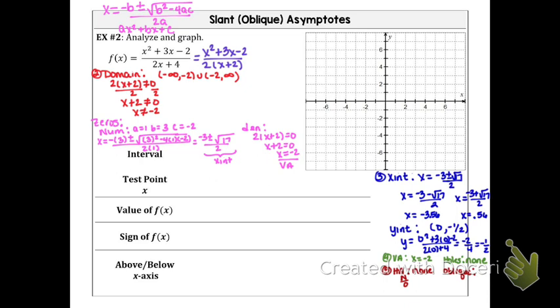You can only use synthetic division when it's divided by x plus or minus a number. So the 2x ruins it for us. So we're going to have to do long division. Let's see. And I'm going to try to squeeze it in here. So we're going to take our x squared plus 3x minus 2, and we're dividing that by 2x plus 4.